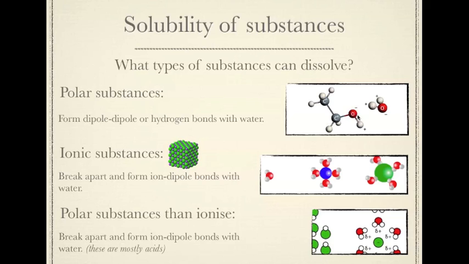So the negative region of our ethanol is going to be attracted to the positive region of our water. And we're going to form a thing called a dipole-dipole bond between your negative oxygen and your positive hydrogen here. In the case of ethanol, it's special because it's oxygen and hydrogen, so therefore it's one of the FON molecules. Remember we talked about FON molecules last lesson as well. And these guys will actually form a special type of dipole-dipole bond called a hydrogen bond. Okay, so polar substances form dipole-dipole or hydrogen bonds with water.